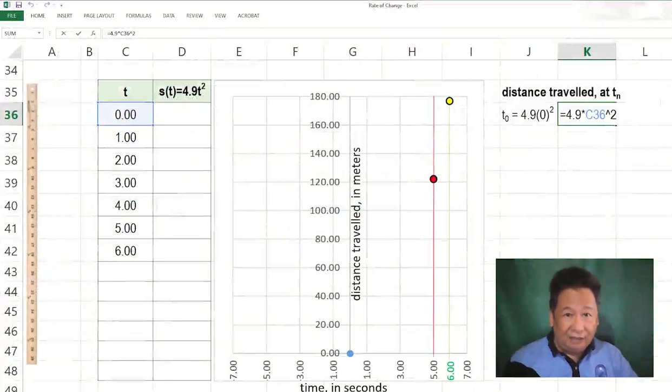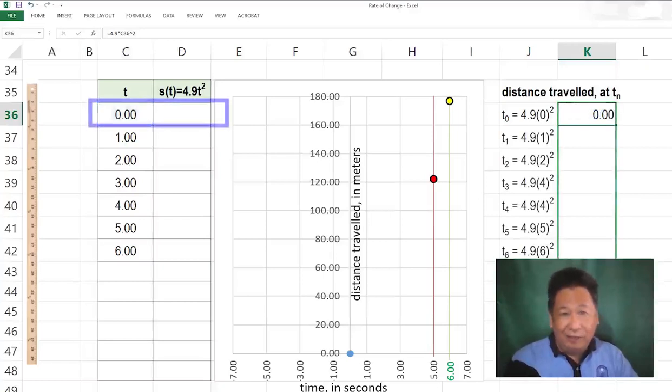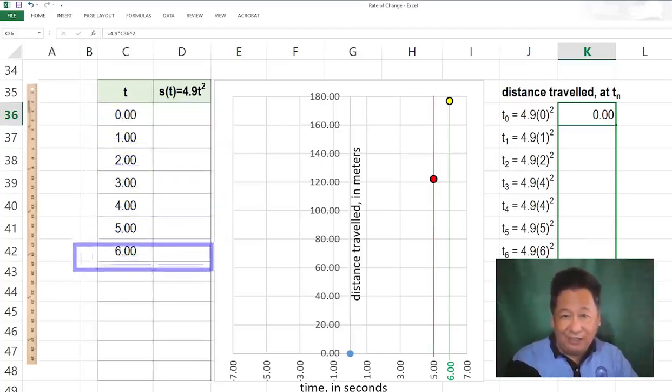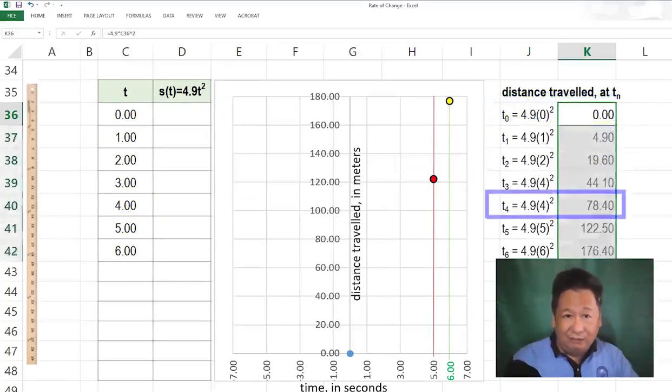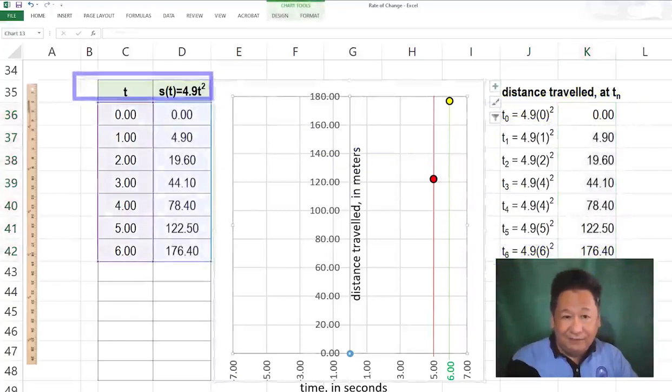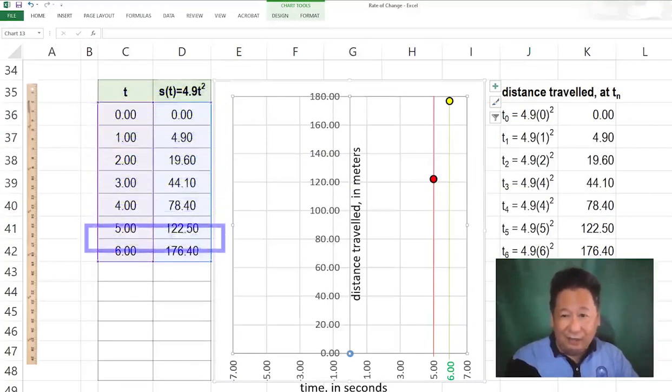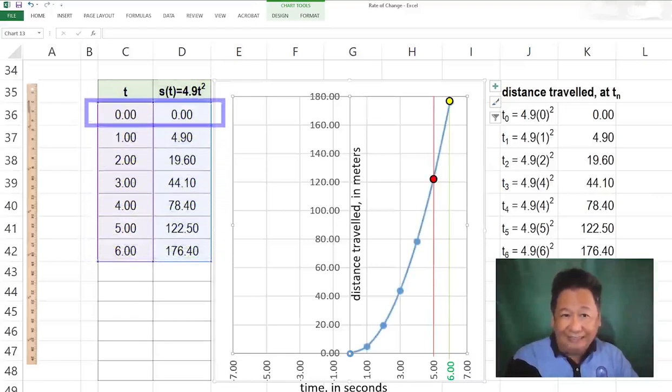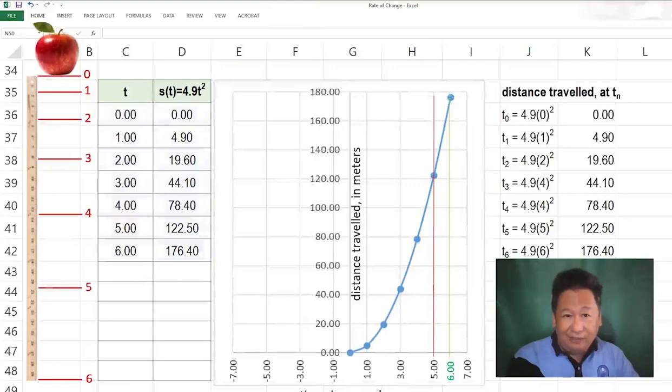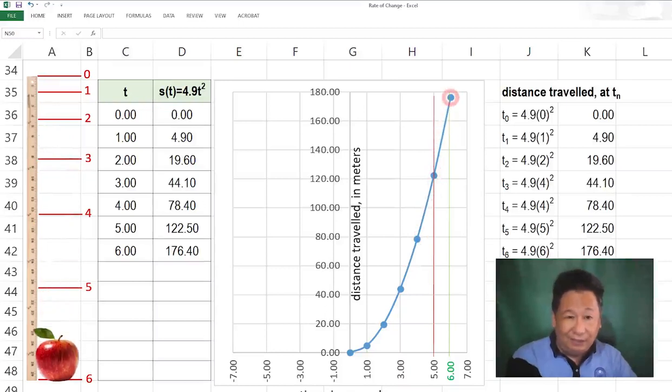Using Excel, let us see how the curve s of t equals 4.9t squared looks. Starting with t equals 0, s of t equals 4.9 times 0 squared, or 0. Then we compute s of t, or distance traveled, for t equals 1, 2, 3, 4, 5, and 6. Copying the formula, we get the distance traveled from t equals 0 to t equals 6 seconds. Now let's plot the line graph with t in the x-axis and s of t in the y-axis, and we get this curve of distance traveled with respect to t. The apple begins at the top at t equals 0 with an initial velocity of 0. Then it falls to t equals 1, 2, 3, 4, 5, and 6 when it hits the ground.